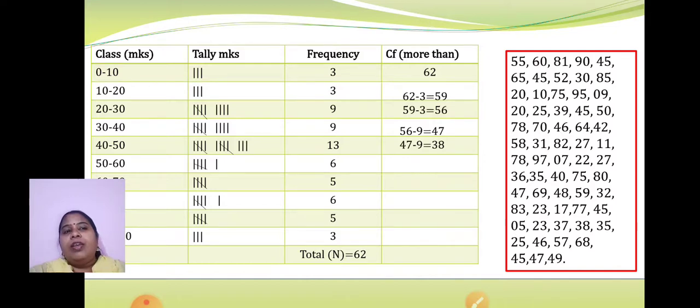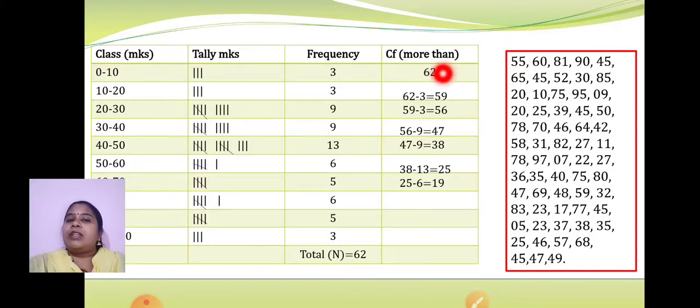47. Then 47 minus 9. What will I get? 38. Again 38 minus 13. We will get it as 25. Then 25 minus 6. How much is it? 19. I hope you are understanding it. What you have to do is, for CF more than type, whatever is the total frequency, that you will write as the first value. Then you will keep on subtracting it.